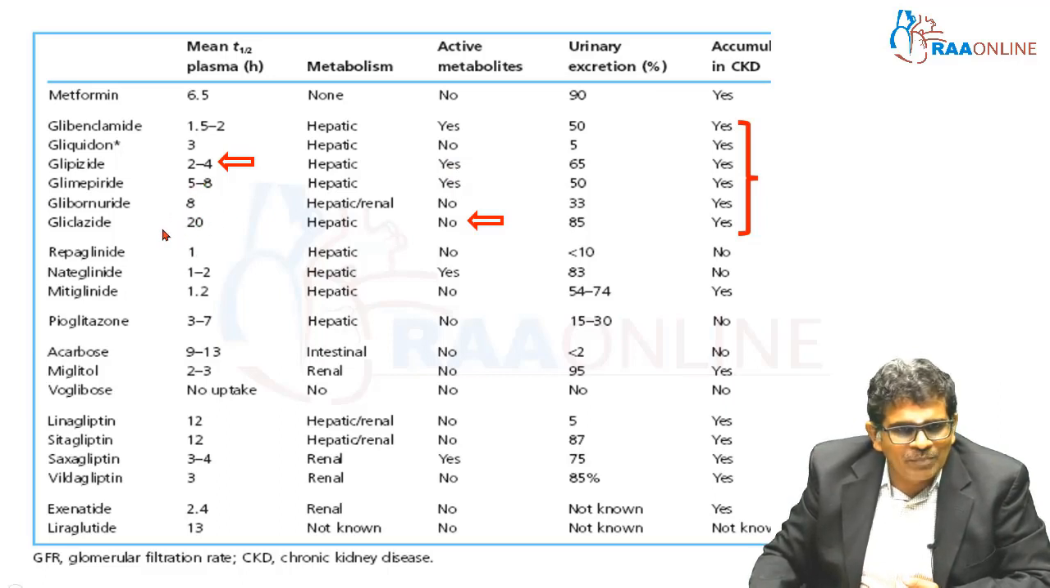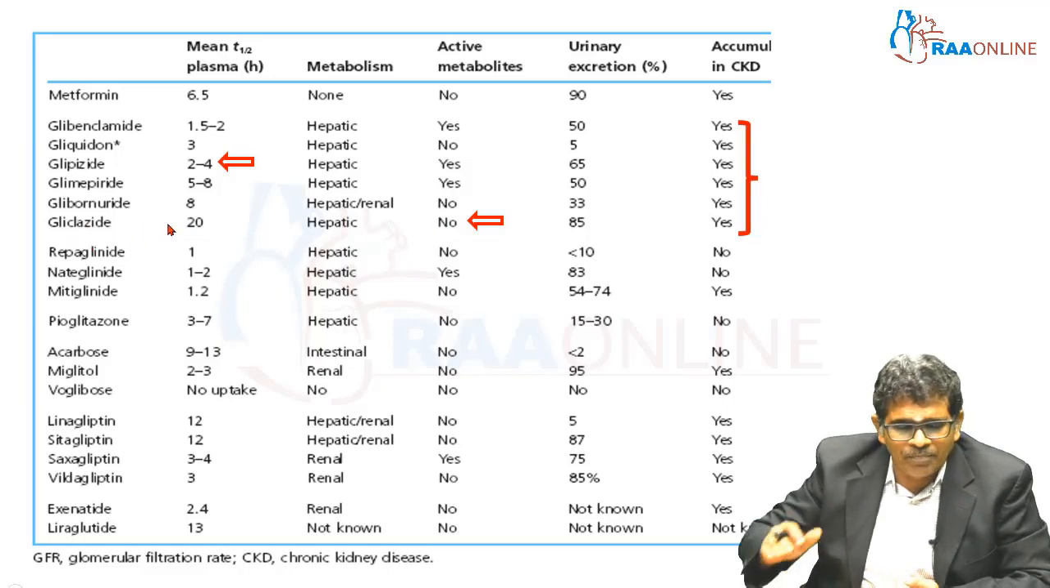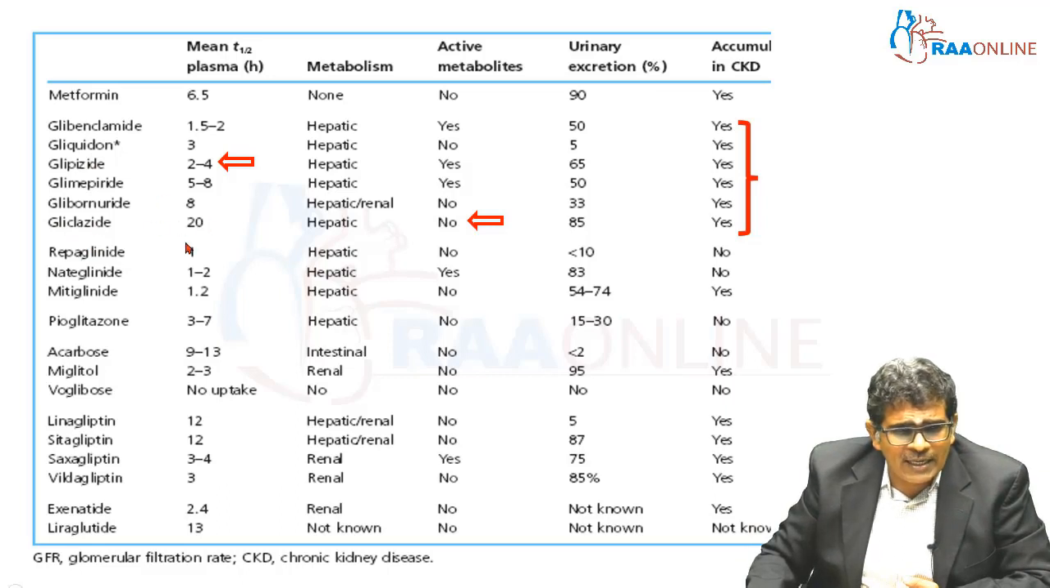Gliclazide is something like a long-acting insulin, which doesn't have an active metabolite, but it has a very long half-life. So if we want to use it for a prolonged period, we can use gliclazide, which is the least potent among all these drugs, and at the same time the safest. Glipizide has a half-life of 2 to 4 hours, but it leaves an active metabolite. So if you want to use something like a short-acting drug, or if the postprandial sugar alone is increased, we can use glipizide.